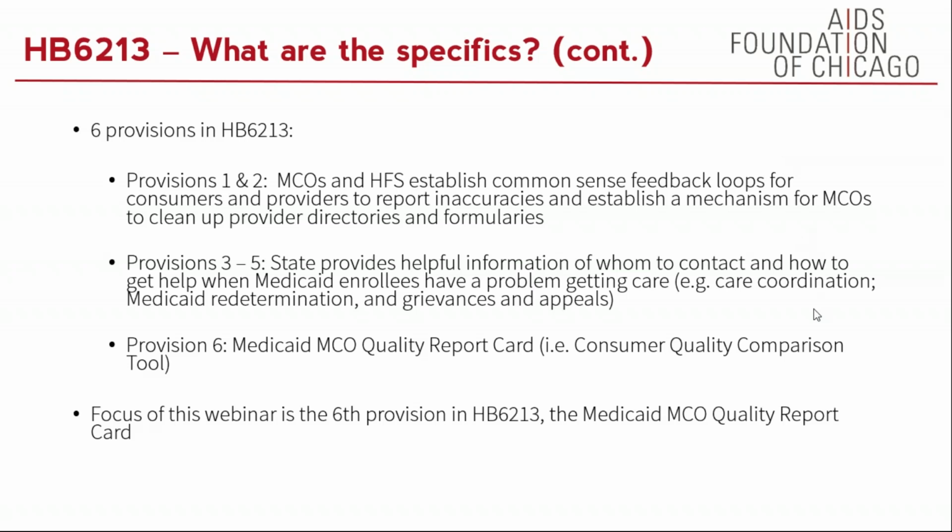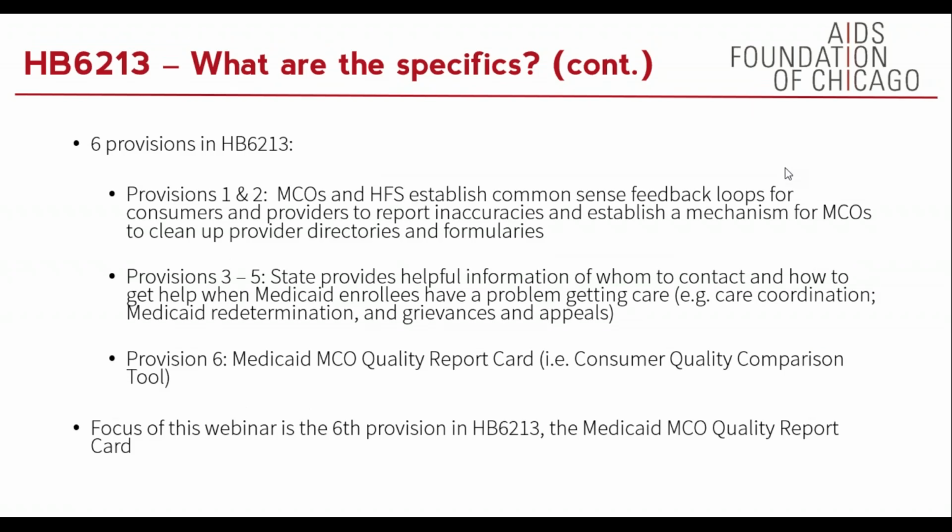Client enrollment services brokers' websites must display a website URL link to each MCO plan formulary. So the next 3 provisions of the bill require the state to provide helpful information about who to contact and how to get help addressing issues. So the third is grievances and appeals. The department must prominently display information about how an enrollee can file a complaint or grievance, request a hearing, and access free legal assistance. This information is included on the HFS website.